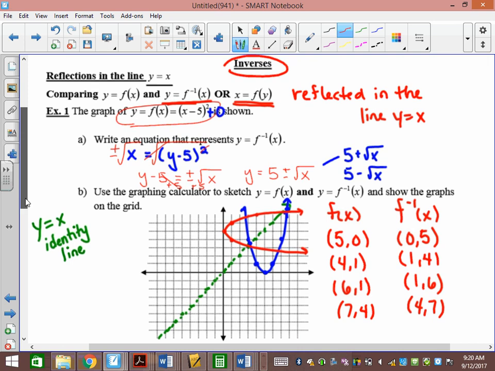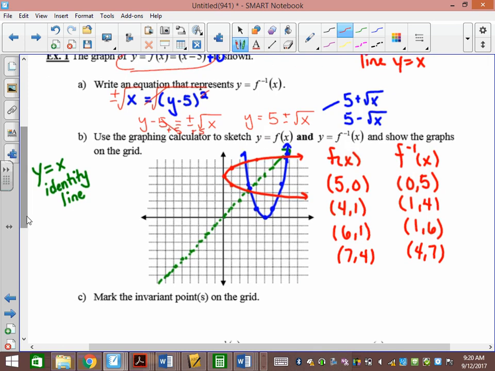Now, mark the invariant points. Well, they're going to be here and here. Do I need to draw the inverse graph to actually mark my invariant points? No, I can draw my original graph, draw the line y equals x, and wherever it crosses the original, that's what points are going to stay. Okay?